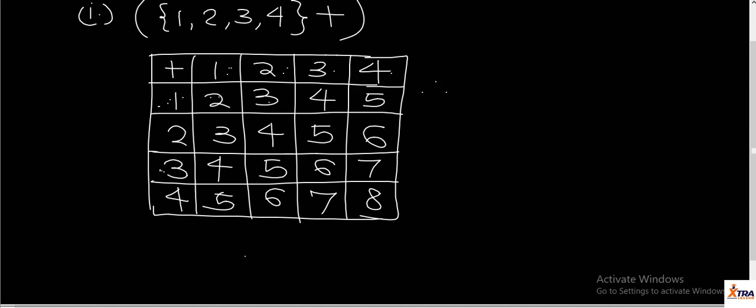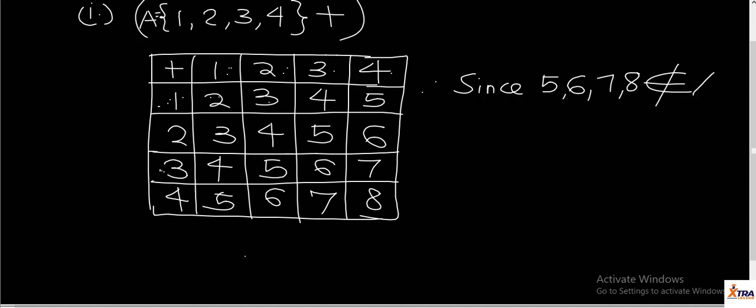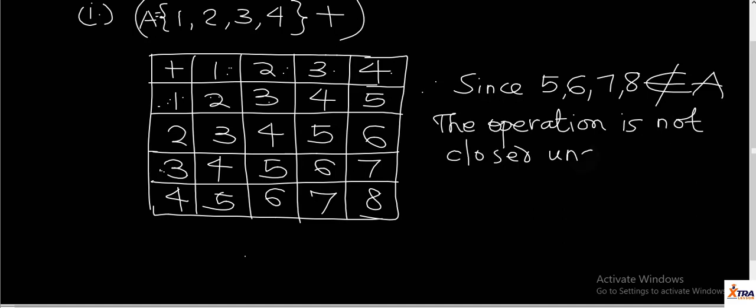See what? The operation, since 5, 6, 7, and 8 are not elements of the set, whatever we call it, we can call this set A. Since they are not elements of set A, then the operation is not closed under set A. So that is the operation here. Once you can see that there are some elements in this particular table that are not in the original set, then it implies that this operation is not closed under this set A.